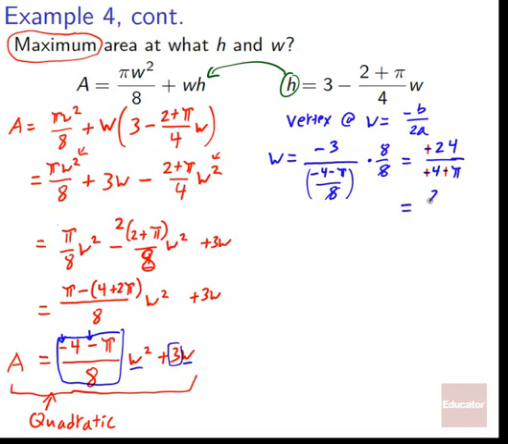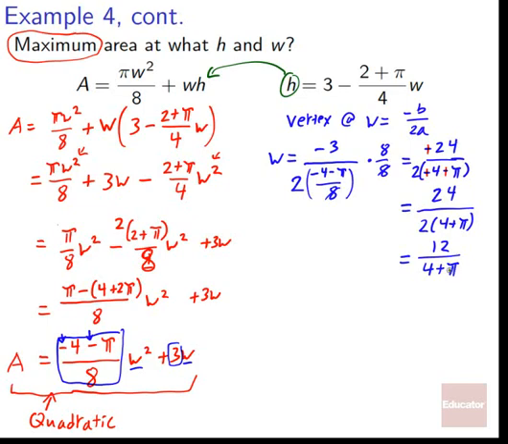So the maximum is going to happen at 24 over 4 plus pi. One thing, I just realized, I made one tiny mistake. It's 2a, right? So we've got a 2 here, so it's still a 2 up front, so it's not 4 plus pi. Always important to think about what you're doing. 24 over 2 times 4 plus pi. So that cancels to be 12 over 4 plus pi.